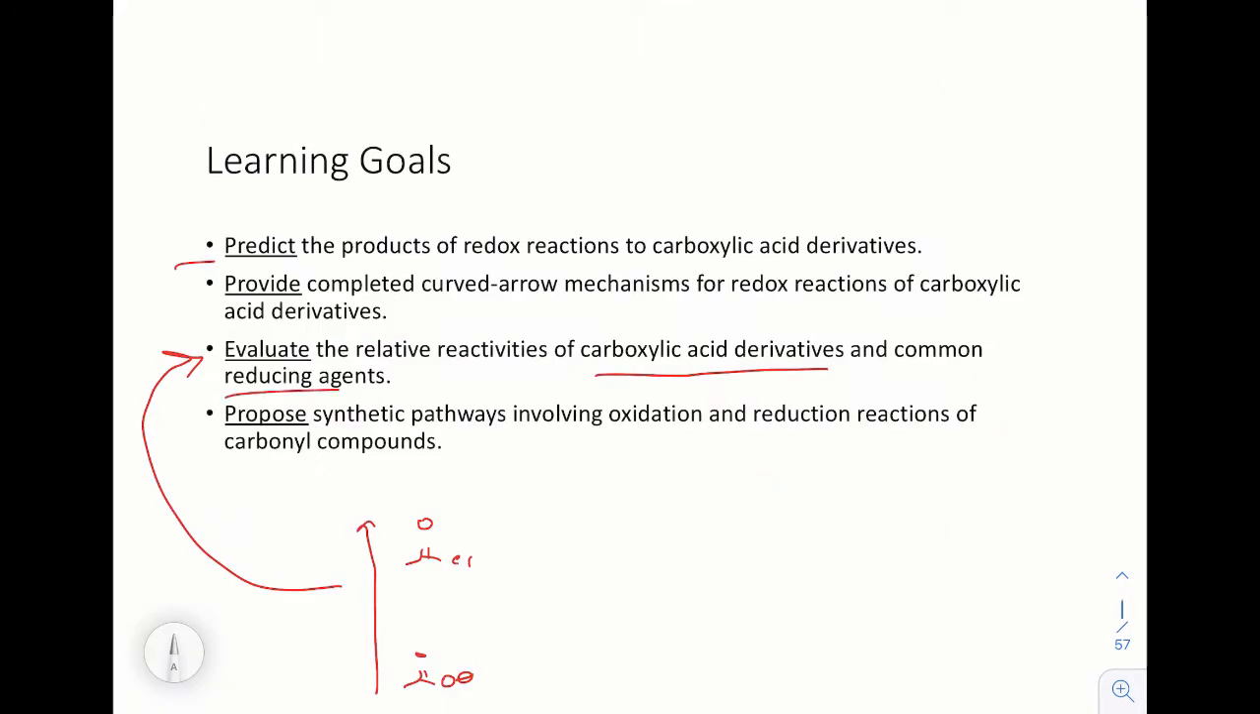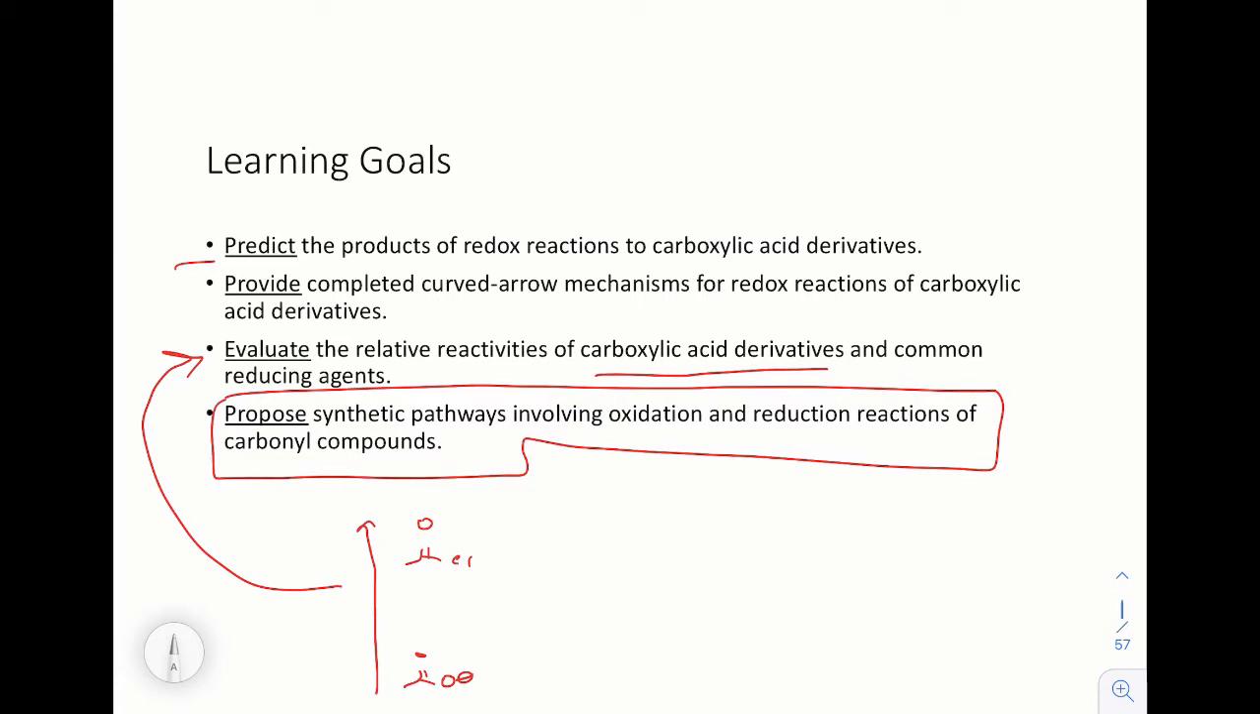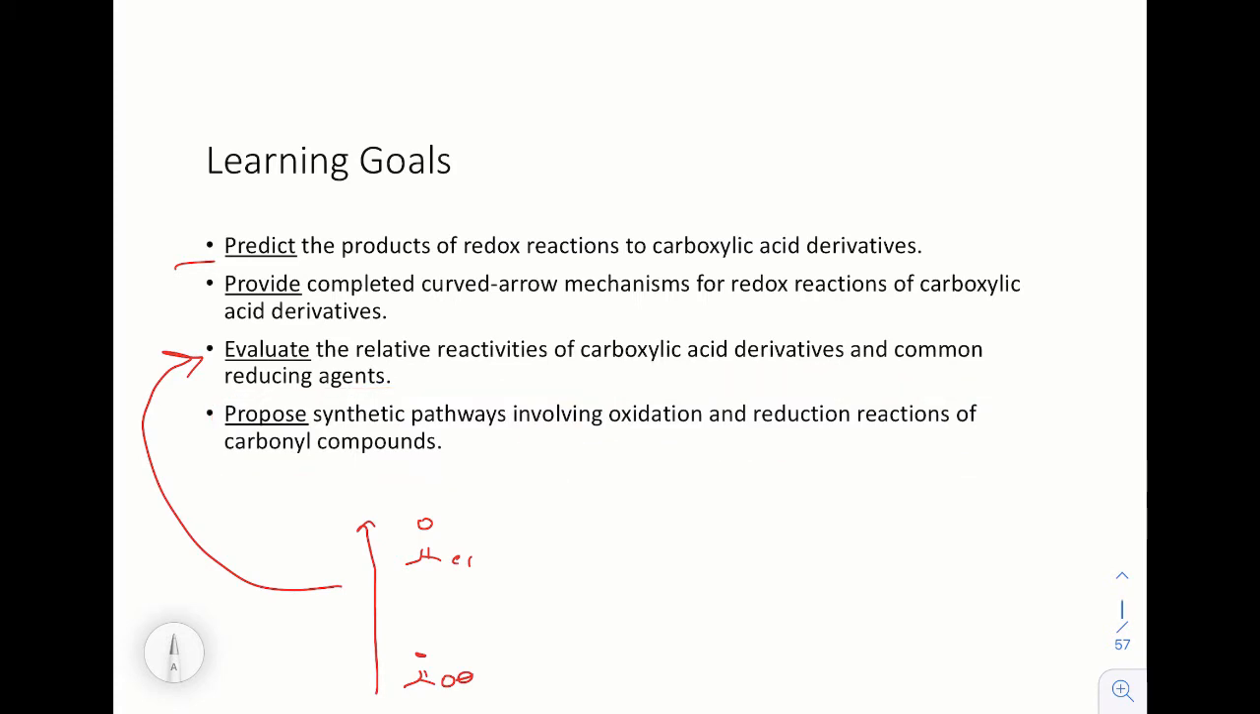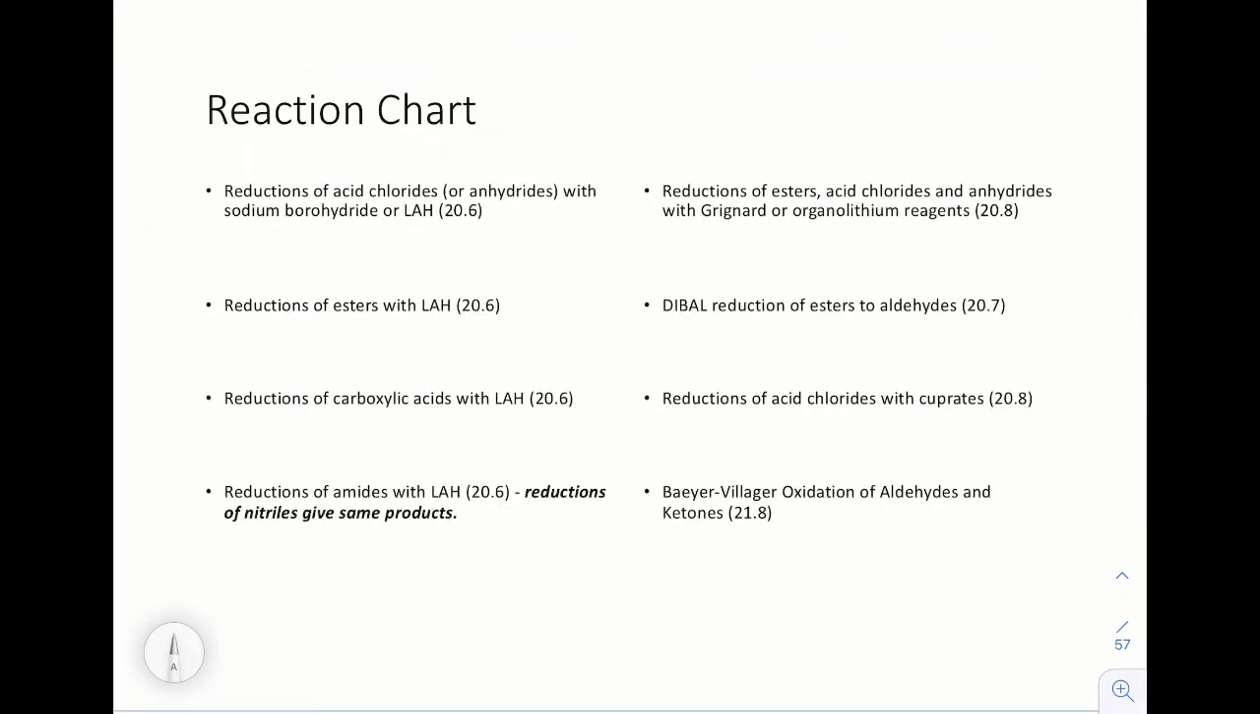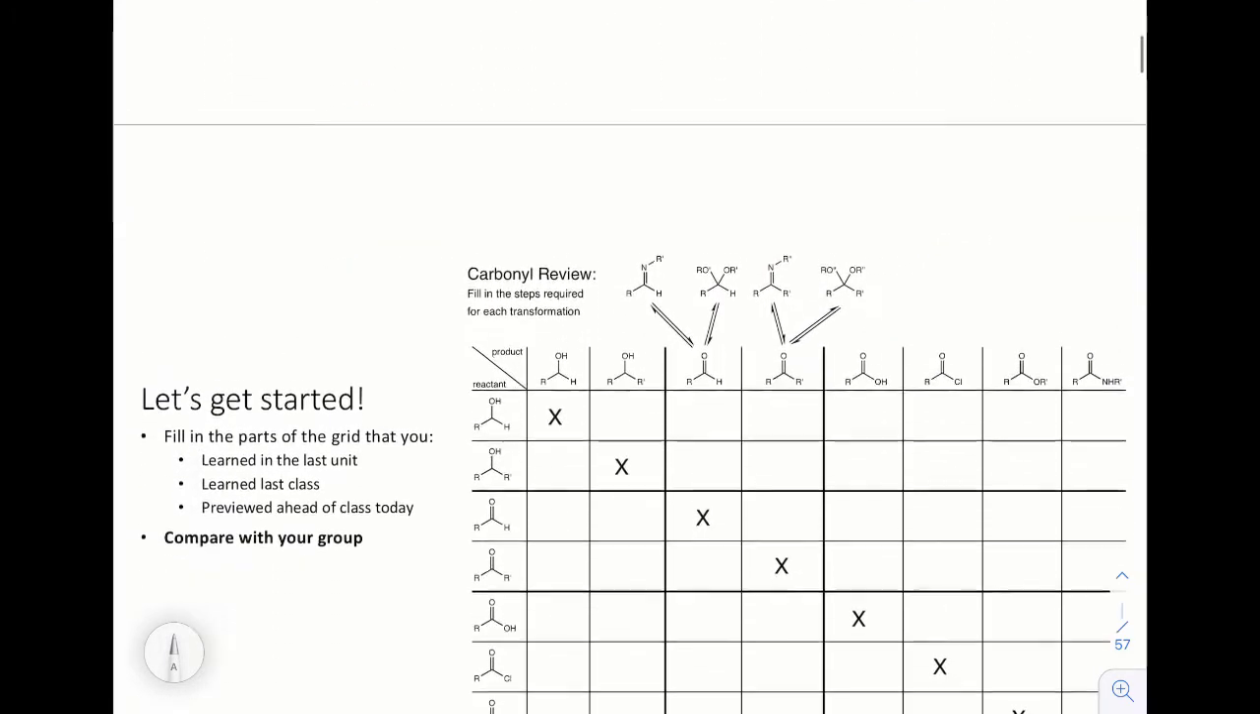And finally, we will propose synthetic pathways involving oxidation and reduction reactions of carbonyl compounds as key steps. Let's get started. As we go along today, we will be adding these reactions to our reaction chart, and you should be keeping one at home yourself as well.